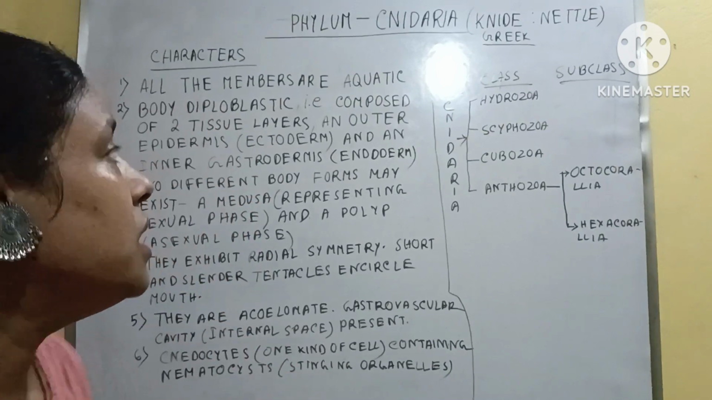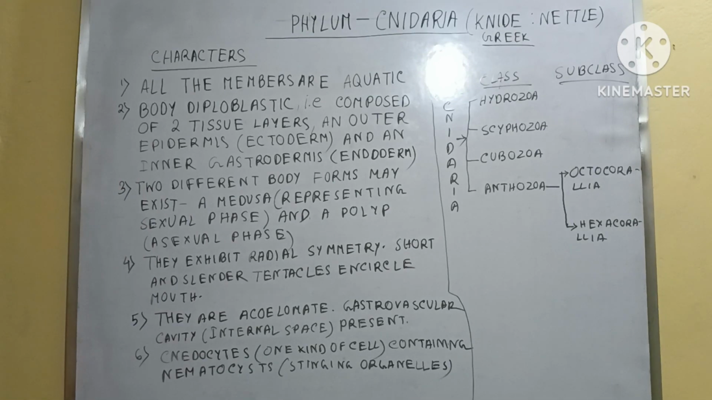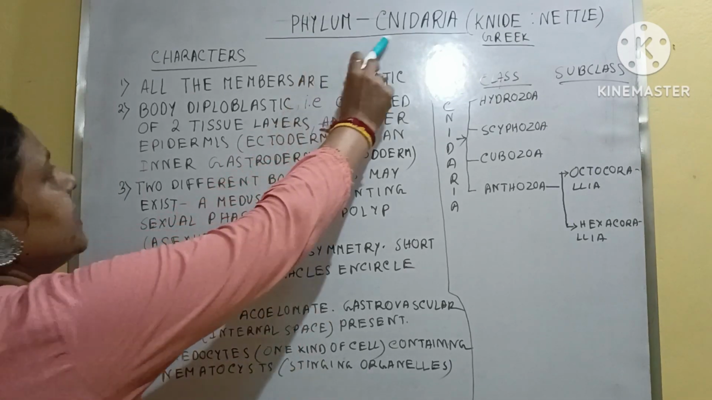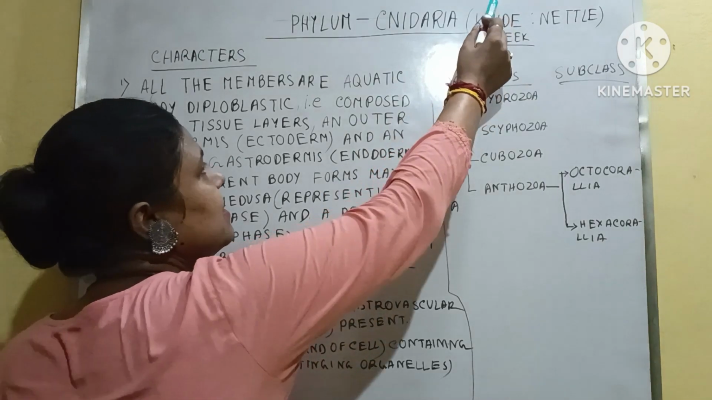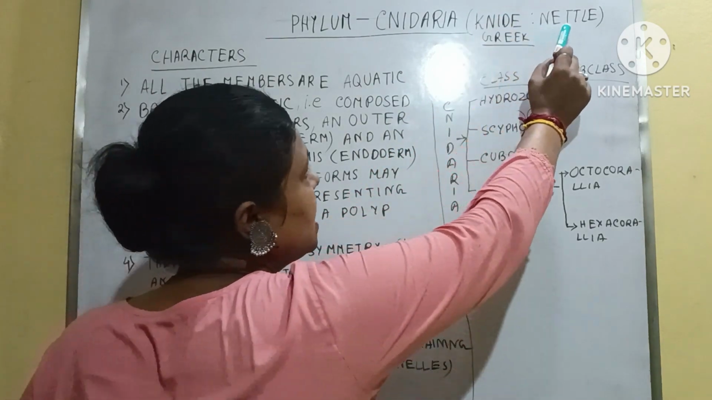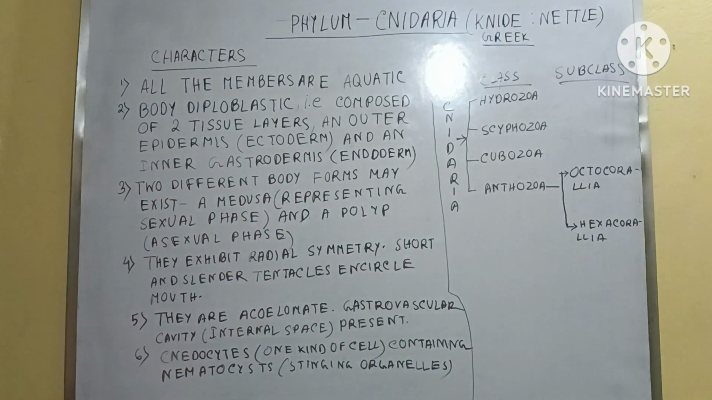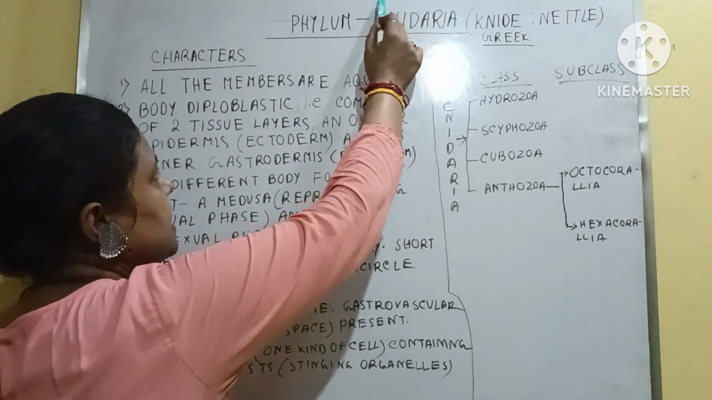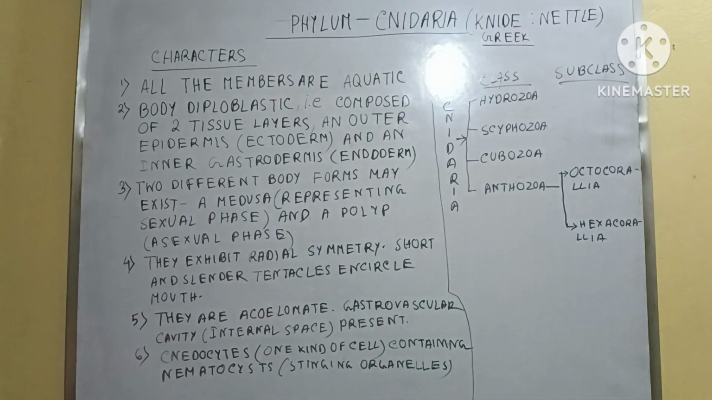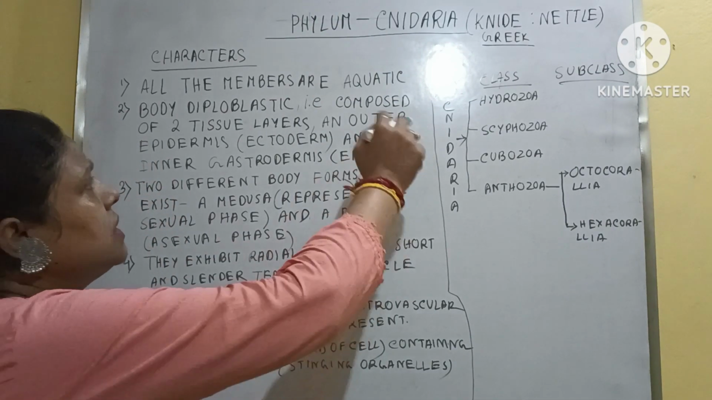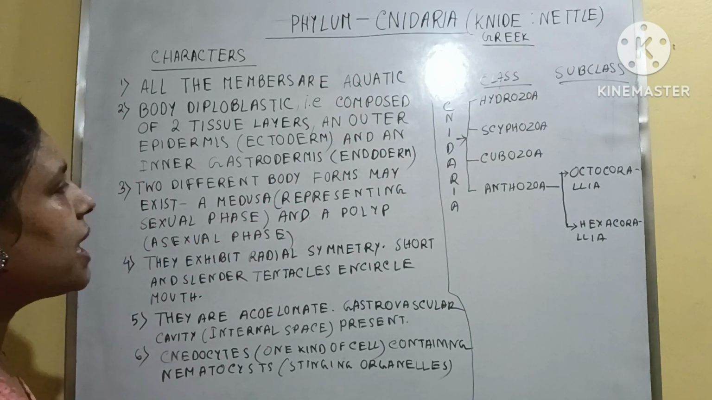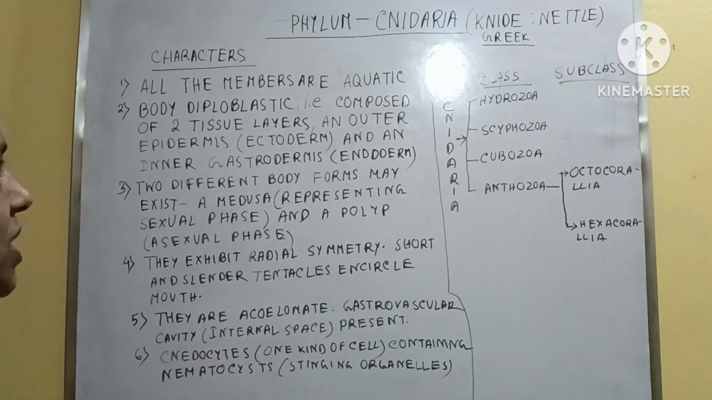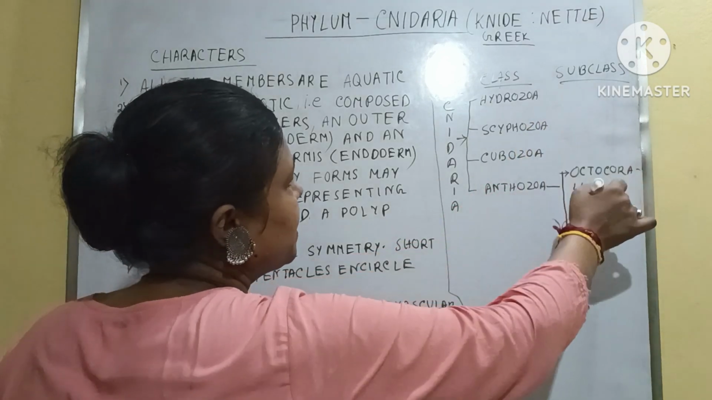Okay, let's continue. So this is actually the phylum Cnidaria. The word Cnidaria comes from the Greek word "knide", which means needle, and from this word the name Cnidaria arose. Here I classified this phylum according to Rupert Barnes, and I will discuss the classification up to subclass.